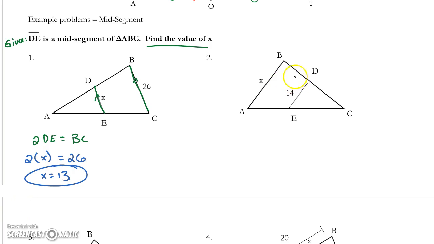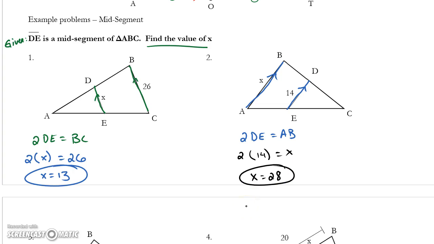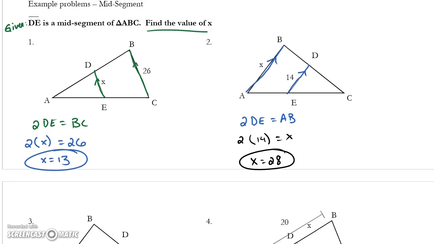Okay. That works the same way over here. I know segment DE and segment BA are parallel because segment DE is a midsegment. I know that 2 times segment DE equals segment AB. Substitute in what I know. 2 times 14 equals x. Now x is 28. Okay, that's if I know my midsegments, or if I'm looking for a variable along a midsegment.